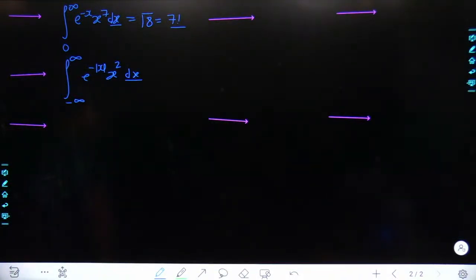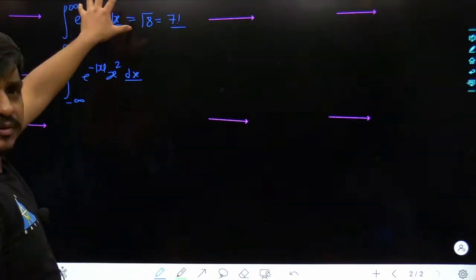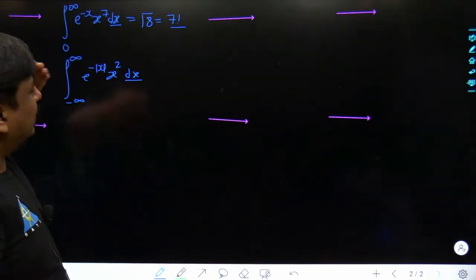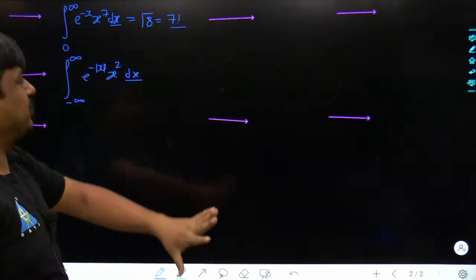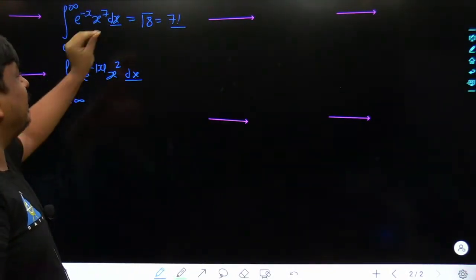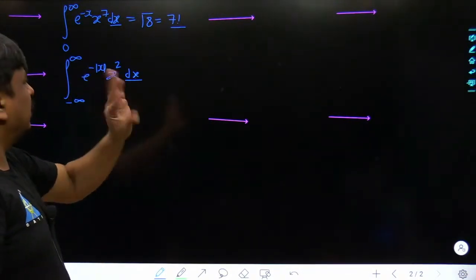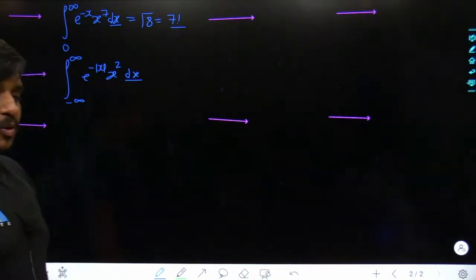You can expect this sort of problem at any moment in your GATE examination, because they have been framing questions around this concept, where each and everything is clearly visible. The person who knows the concept of gamma integration is going to get the answer within probably 30 to 35 seconds. But this sort of problem may trap you.